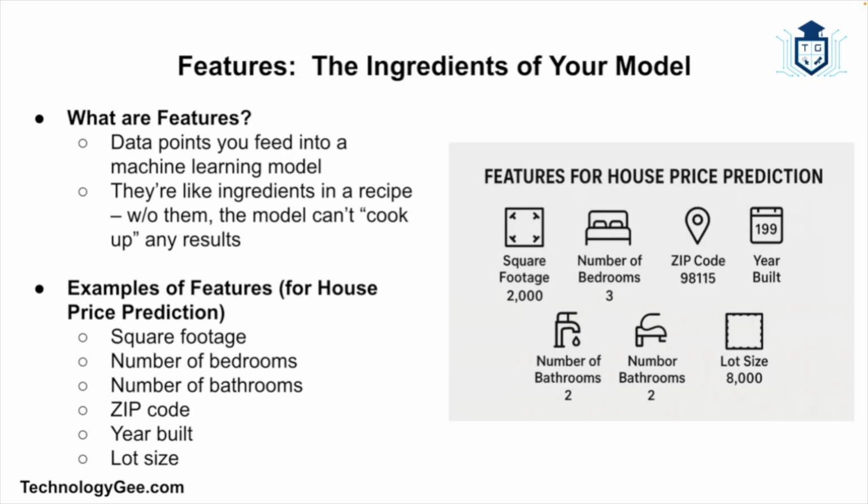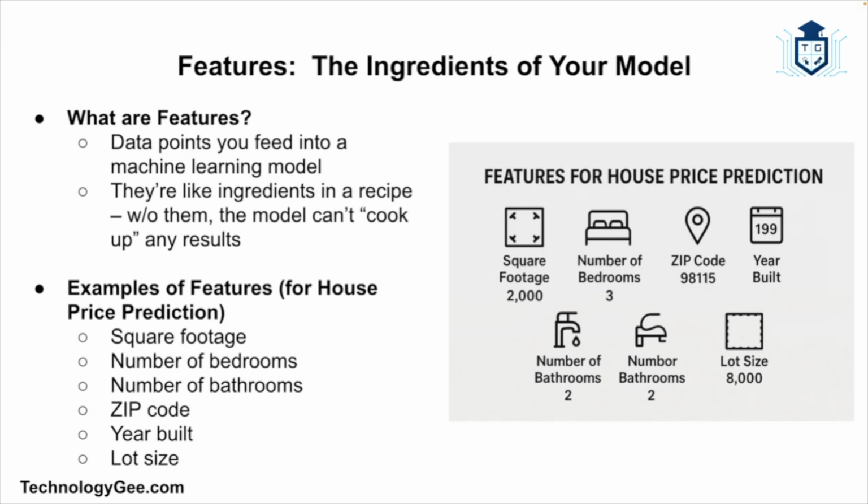And here are some examples of features. So let's say you want to build a model that predicts the price of a house. Here are some features that you might use. You could use square footage, how many bedrooms it has, the number of bathrooms, the zip code, and the year the house was built, in addition to how big the lot size is. Now, each of these things is a feature or a data point that helps the model understand what might influence the house price.